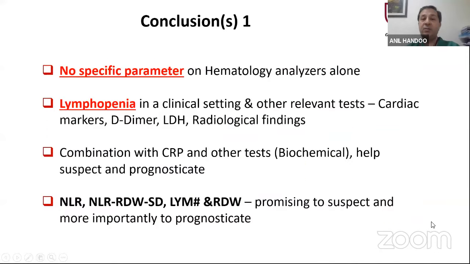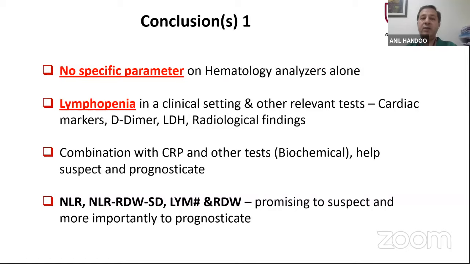So if I conclude this part of my session, what are the conclusions from whatever I just mentioned? Number one, there is no specific parameter in hematology analyzers alone to really tell you whether you're dealing with COVID-19 or not. Lymphopenia sounds to be a very interesting parameter in this clinical setting, and it is relevant only when there are other supportive investigations. Like, for instance, if there is an increased NT-proBNP, or a high troponin I, and elevated levels of D-dimer, LDH, and other radiological findings like shadows on the X-rays, you can suspect COVID in such cases, and we have observed this in our center as well.